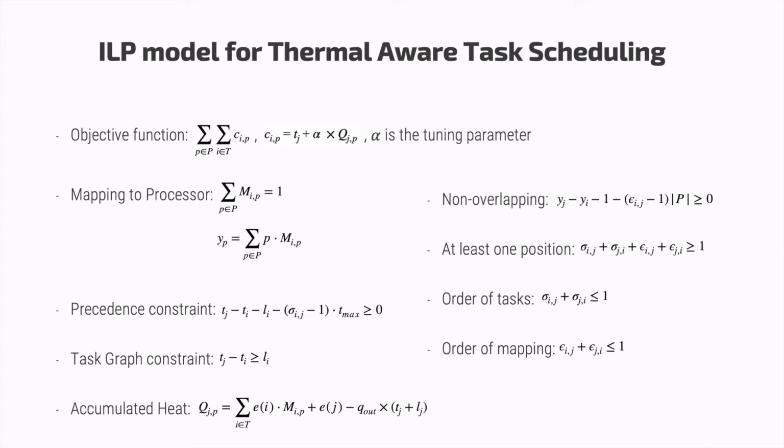The non-overlapping constraint ensures that only one task is mapped on one processor at any given time. The at least one position constraint ensures that all tasks are executed. The order of tasks ensures that for any two tasks with interdependency, either task i should execute before task j or vice versa. There should only be one task mapped on one processor at any given time. The order of mapping ensures that task i is either mapped to a processor of a lower number than task j or vice versa. The last constraint for accumulated heat takes into account the heat generated by each processor and the heat dissipated from the environment.